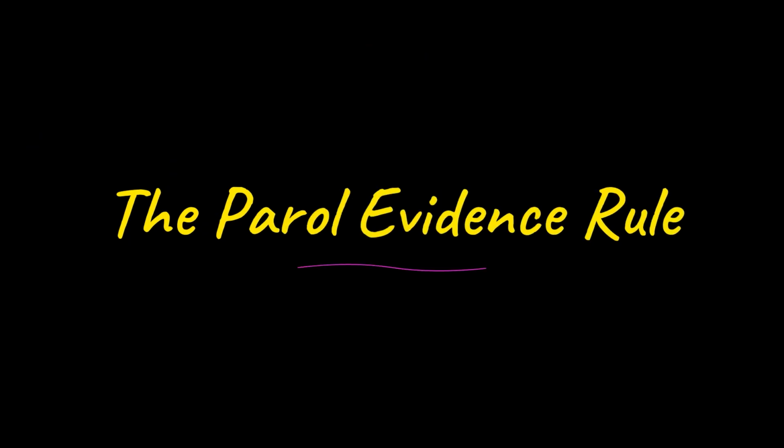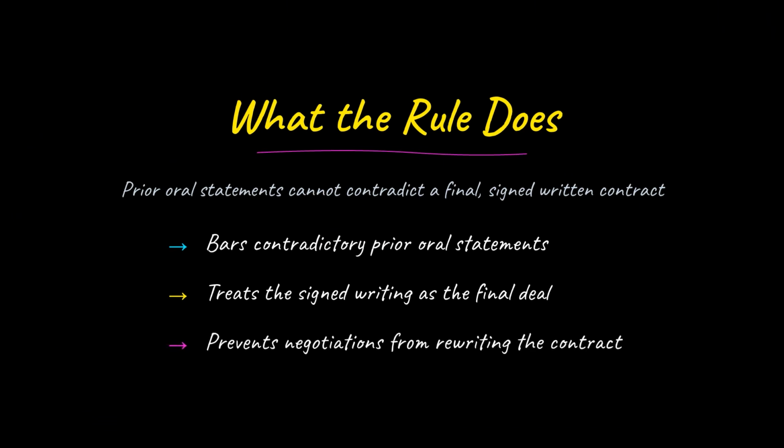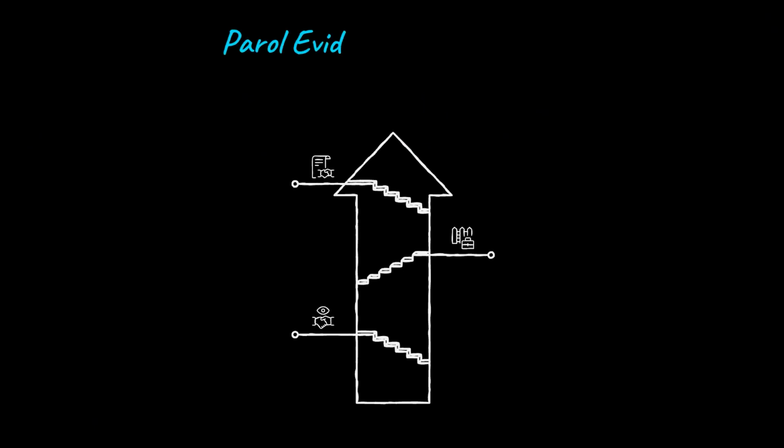The parole evidence rule is a foundational contract doctrine that protects the integrity of signed written agreements. Once parties reduce their deal to a final writing, that document becomes the definitive expression of their agreement. The rule operates by excluding any earlier oral or written statements that would contradict or change the terms of the completed agreement. The signed writing controls, and earlier conversations, no matter what was promised, cannot override what the document says.